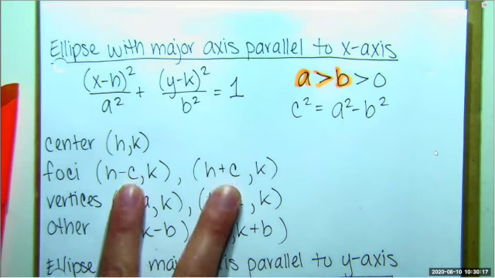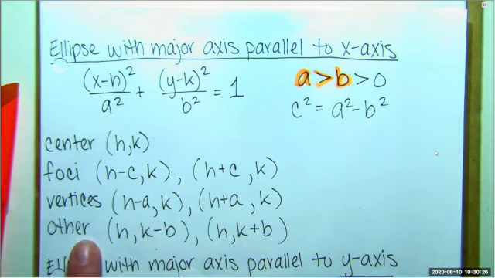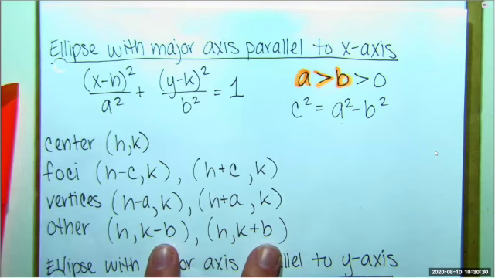coordinate. Our vertices are a distance of a away. So you can see we started at our center and gone a to the left and a to the right to get to our vertices. These other points, the other important points, the points of intersection with the minor axis, we want to go up and down a distance of b. So you can see we've added and subtracted b onto the y coordinate here.